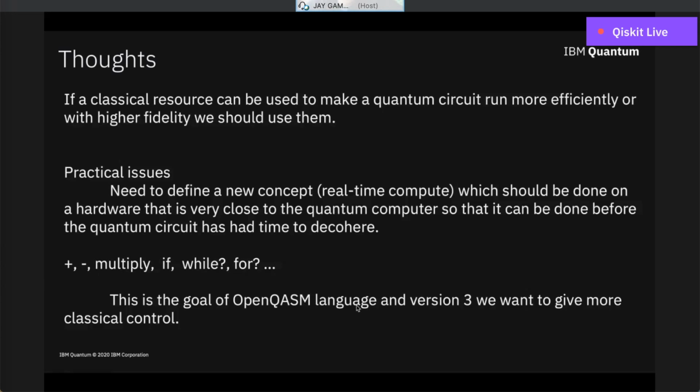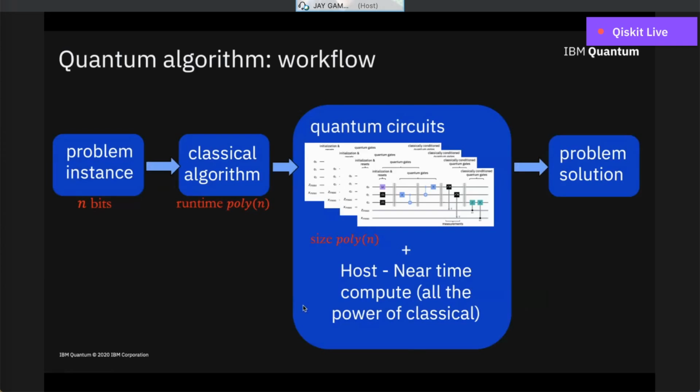And the goal of this is what we're envisioning for our future version of OpenQASM, and we're working on trying to update it to give you more control flow. So I would say, after thinking through this, I think of the quantum algorithm as the ability to generate circuits, to use circuits that have the ability to do classical operations, and also on top to have the ability to do, on a host computer that is close to it, all these classical extra functions that I call near-time compute. And in the end, we get out a problem solution.